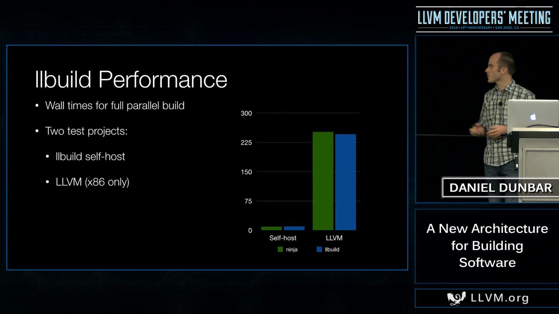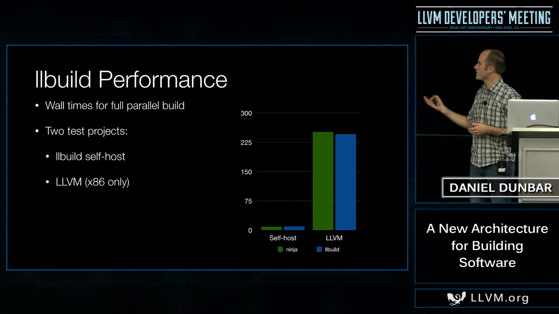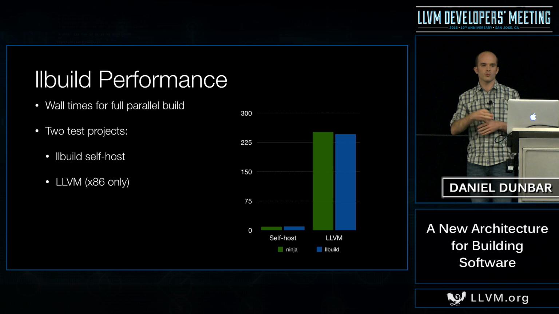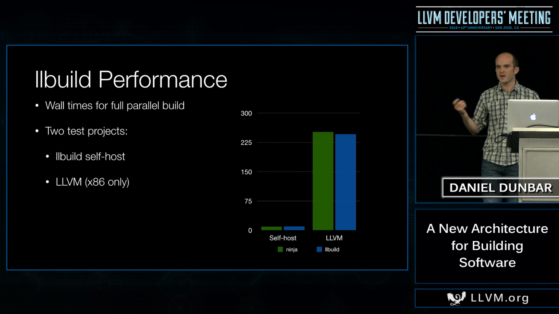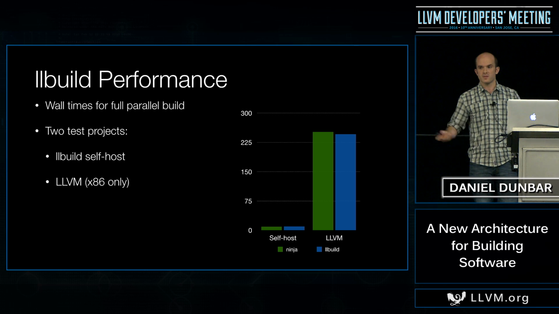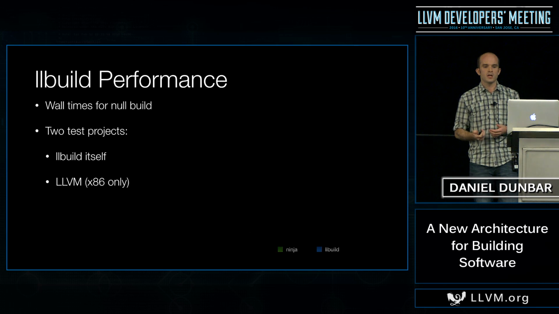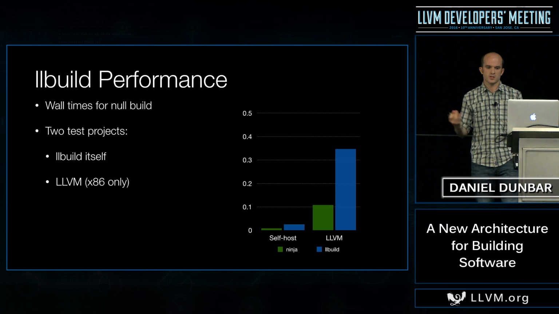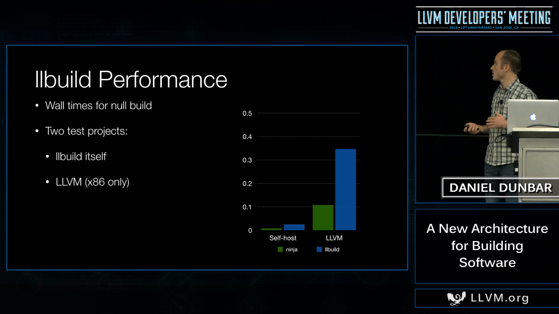So this is the time for a full build on both LLbuild and LLVM as compared to the real Ninja. And what you can see is we're basically at parity. That makes sense because during a full build, most of the time is spent in the compiler. In a null build case where nothing has changed, LLbuild is still a fair amount slower than Ninja. We're about 2.5 times slower on building LLVM itself.